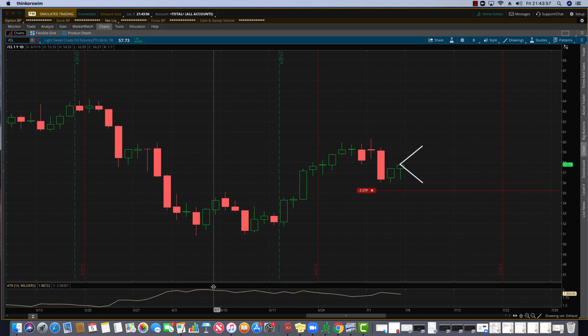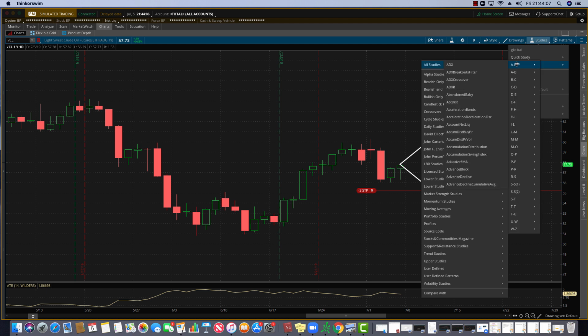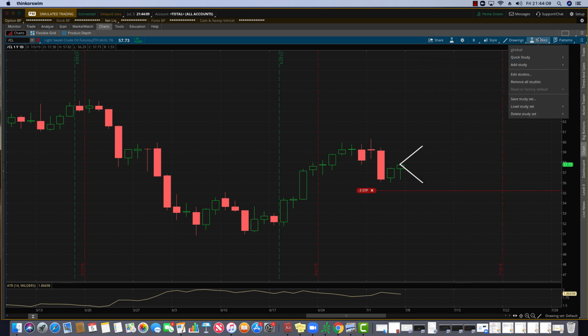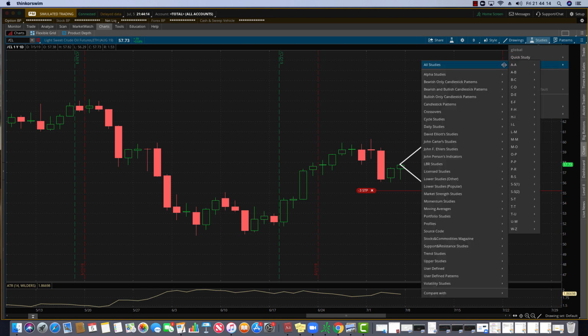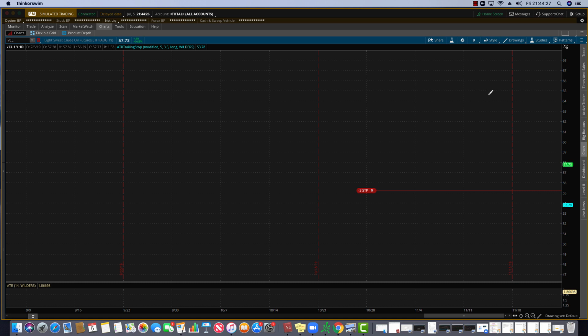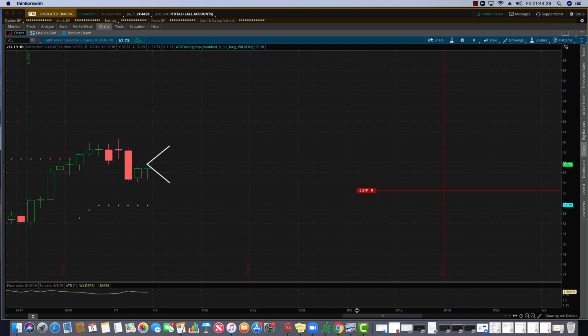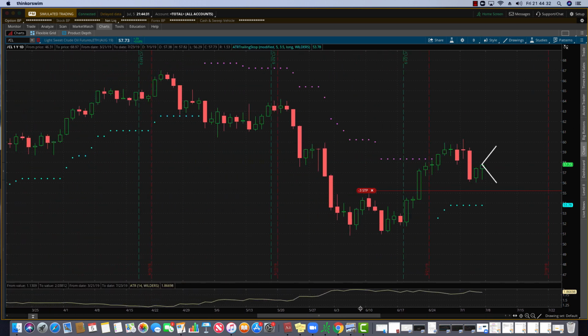Okay, so that's one indicator that we want to add, and the second one we want to add this week is the average true range trailing stop. So you're going to come up here to studies, add study, go to all studies, and then you're going to go to this column, come over, and you're going to add the average true range trailing stop, like so. And your chart should look like that.